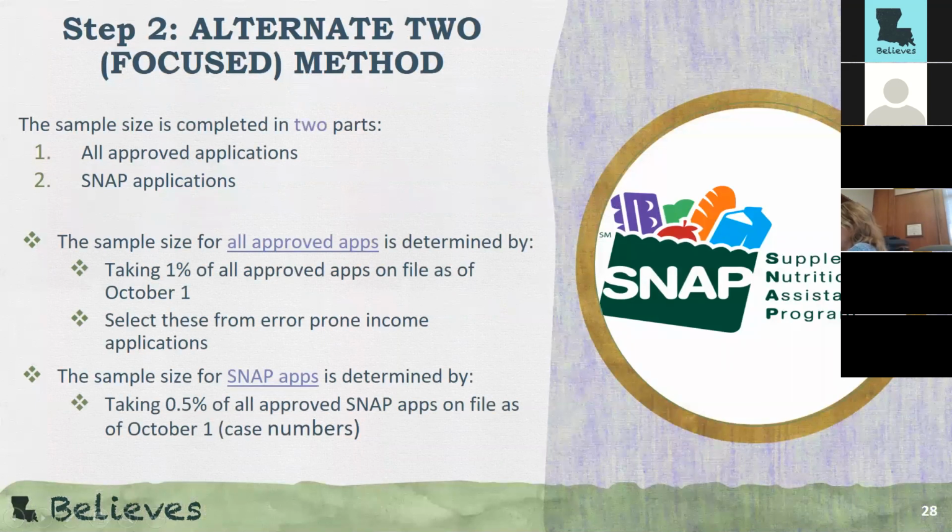Now we will discuss the last method of selecting your sample size. Again, if your site has less than a 20% non-response rate in the prior school year, you are eligible to use this method.